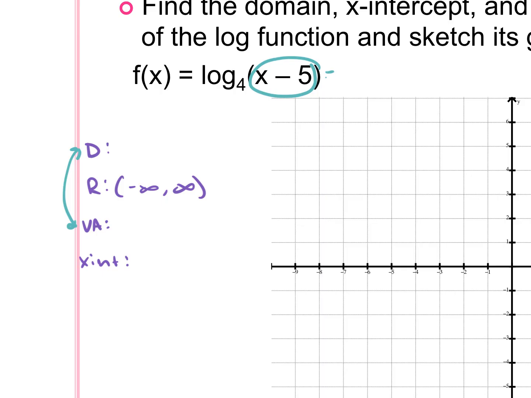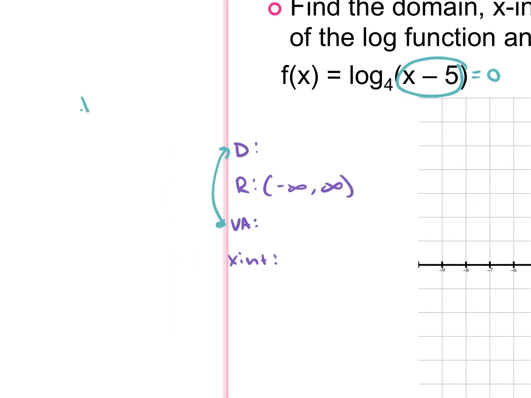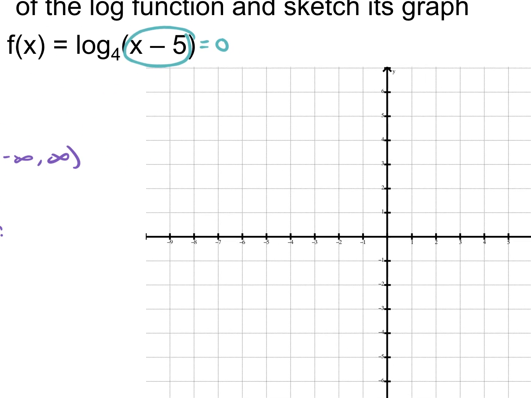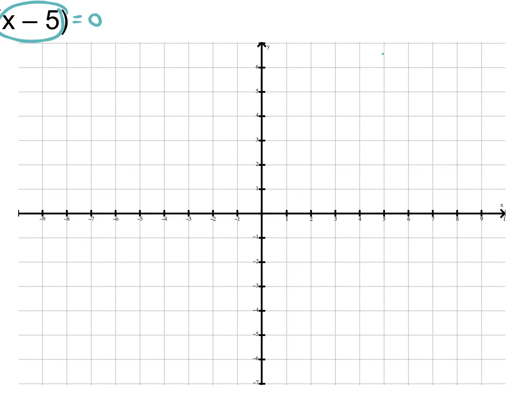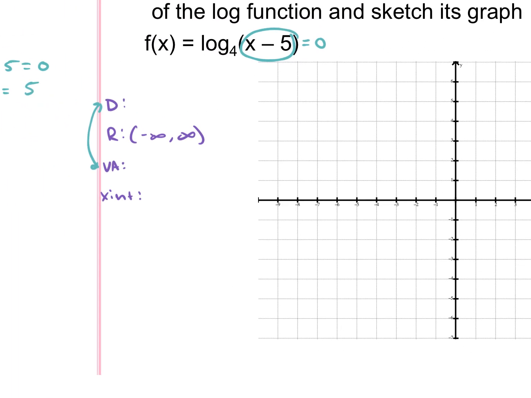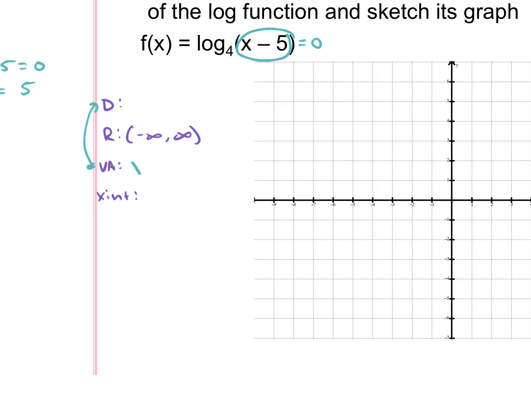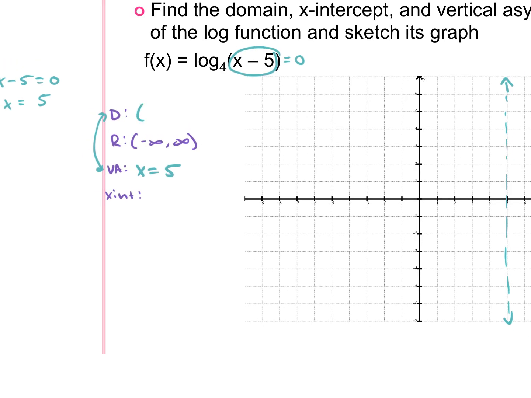We set the parentheses equal to 0. So x minus 5 equals 0. So x would equal what? Positive 5. So on my graph, I'm going to go to the right 5 and put our vertical asymptote there. So our vertical asymptote would be x equals 5. What would our domain be? 5 to infinity, perfect. And then lastly, let's find our x-intercept. What do we do to find the x-intercept?